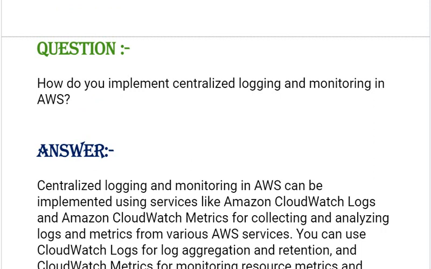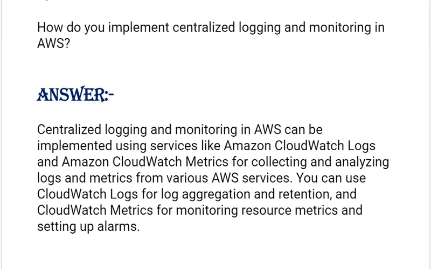Our next interview question is: how do you implement centralized logging and monitoring in AWS? Your answer should be centralized logging and monitoring in AWS can be implemented using services like Amazon CloudWatch Logs and Amazon CloudWatch Metrics for collecting and analyzing logs and metrics from various AWS services. You can use CloudWatch Logs for log aggregation and retention and CloudWatch Metrics for monitoring resource metrics and setting up alarms.